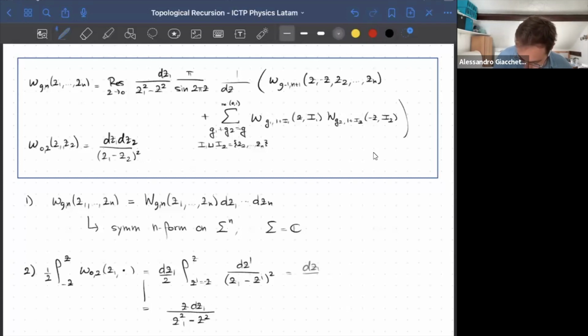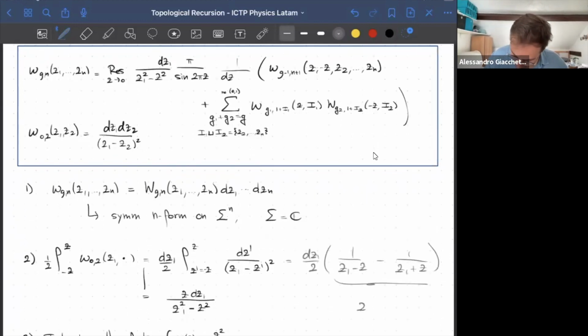So it's dz1 divided by 2. And when I perform this integral, I get something like 1 over z1 minus z, minus 1 over z1 plus z. And this whole thing here will just be z1 squared minus z squared, and at the numerator you just have 2z. And so at the end of the day, what you end up with is this quantity here.